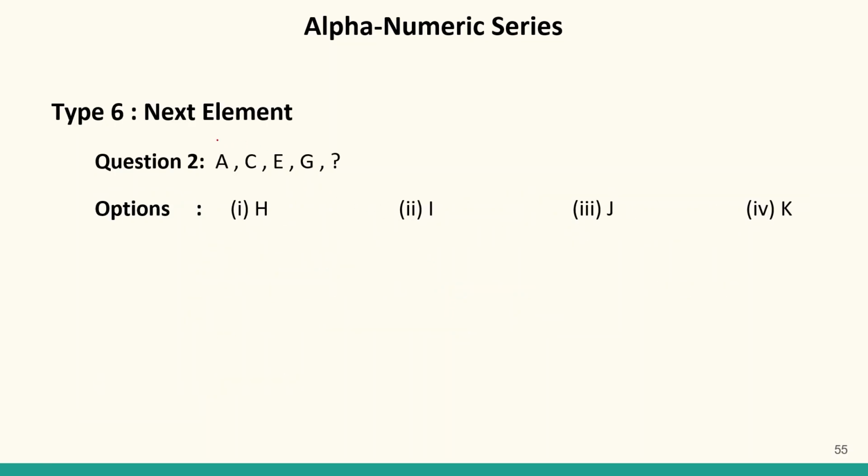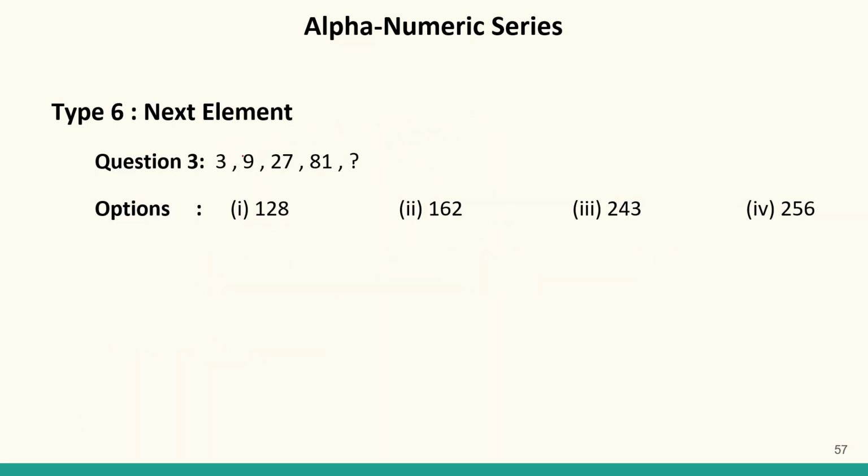Then this A is positioned at 1, 3, 5, 7. Simple. The ninth position, the ninth forward rank, we have to find out which alphabet it belongs to. Therefore, the answer will be the second option, I.